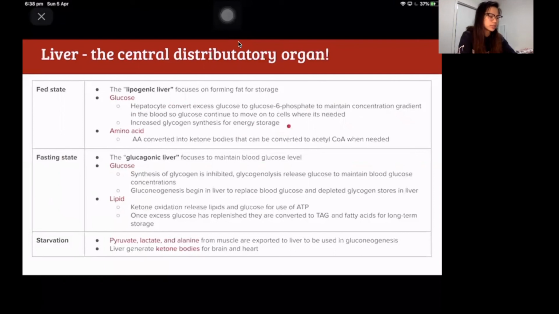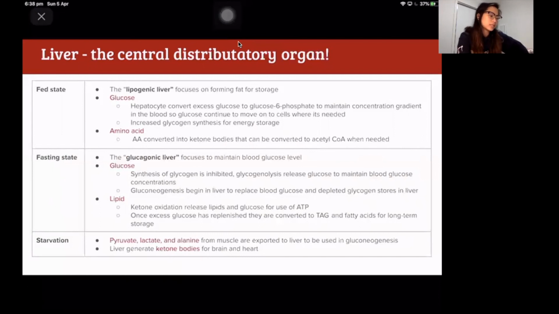So yeah, there's also increased glycogen synthesis for energy storage. In terms of amino acids, from the protein that you eat, it is converted to ketone bodies that can later be converted to acetyl-CoA and used for a variety of other things, because acetyl-CoA is pretty flexible.